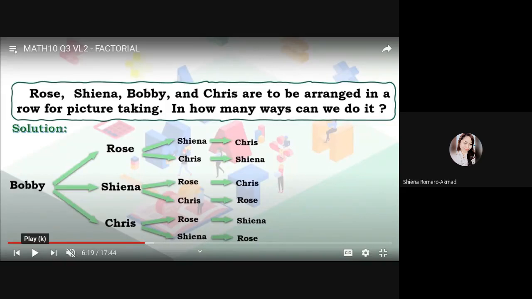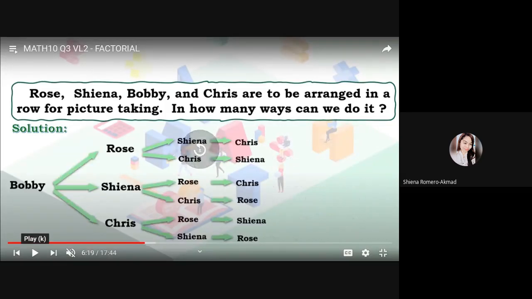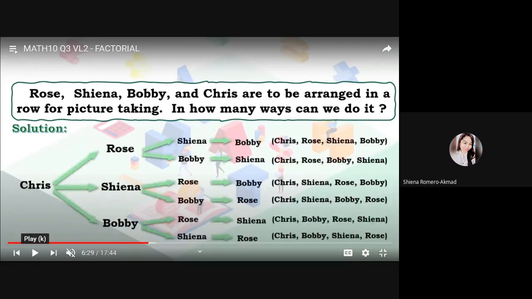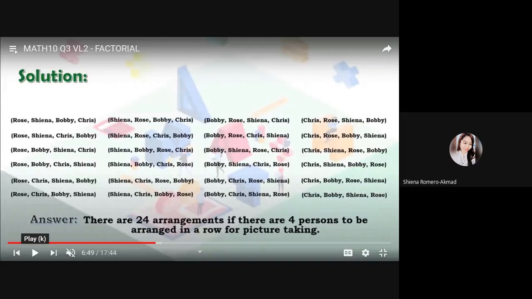And if Bobby is first, we also have 6 different arrangements. If Chris is in the first position, we also have 6 arrangements. So all in all, if we go back to the outputs, we have 24 arrangements. And there are 4 persons to be arranged in a row for picture taking. Okay?